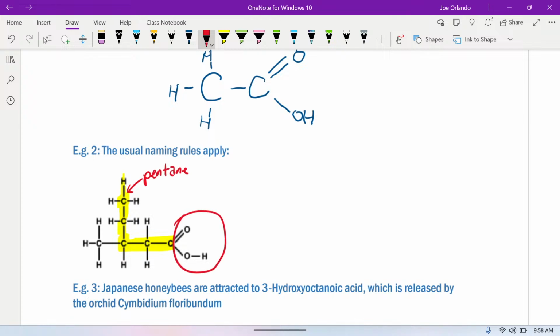What functional group is this? What functional group's that? Yeah, right. It's a hydroxyl and an aldehyde, and we have a hydroxyl and an aldehyde on the same carbon. We call that carboxylic acid, right? So that means we drop the E, and instead we're going to call it oic acid, right? And then what's this? 3-methyl. Good.